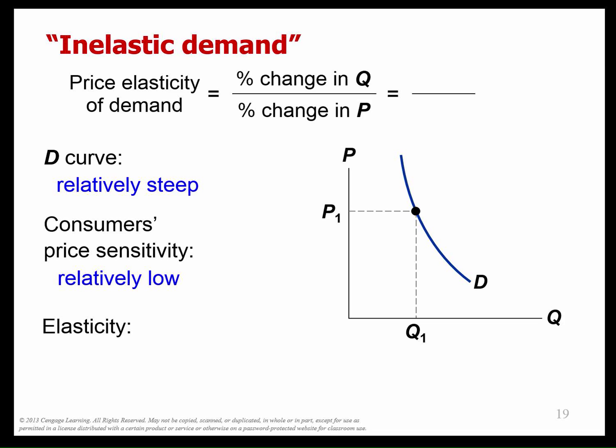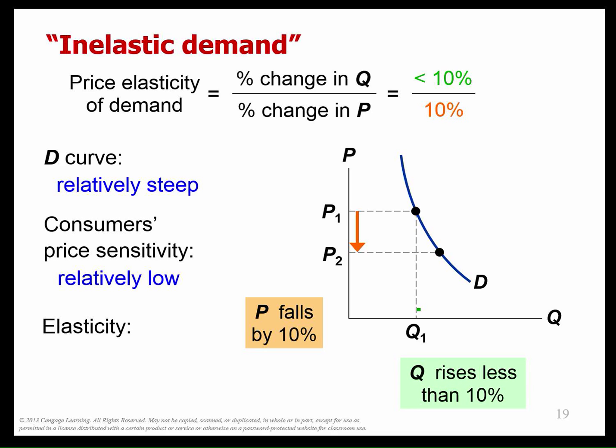Here's a pretty steep demand curve. So let's go ahead and pretend the price falls by 10%. We see quantity changes by a little bit, but less than 10%. It's a small amount. So something smaller than 10% up here, something smaller than 10%, divided by 10% is going to equal something that is much less than 1.